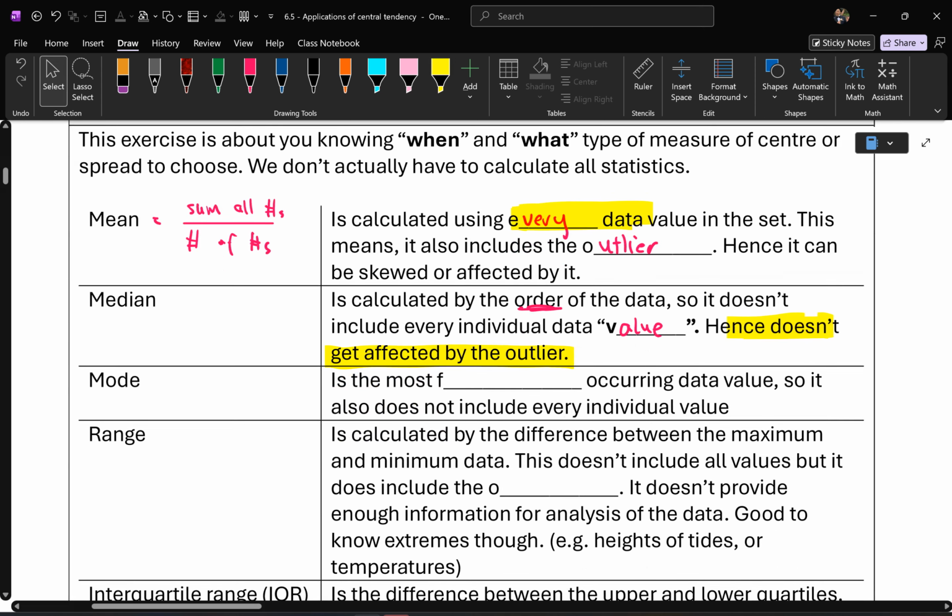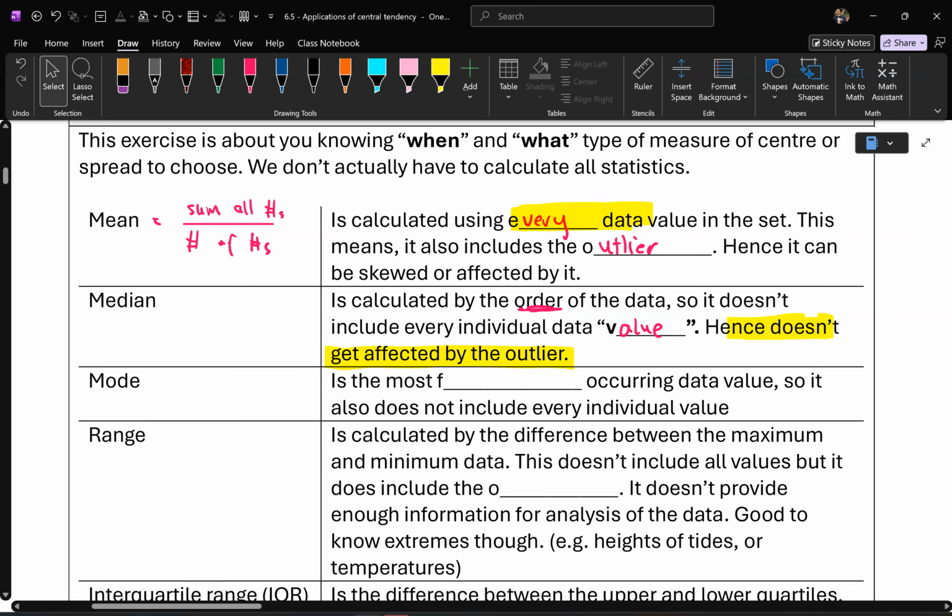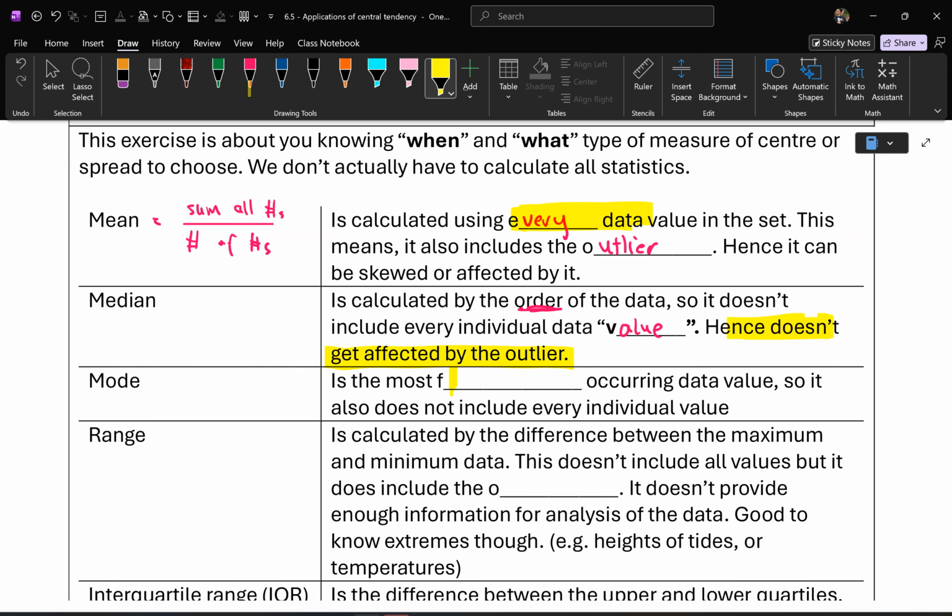Okay. Next bit. Mode, we all know it is the most common, frequent, doesn't matter which one you can write. So frequent, common, popular, common occurring data. So that's the easiest one to see in a graph, the one that has the biggest column or bar.